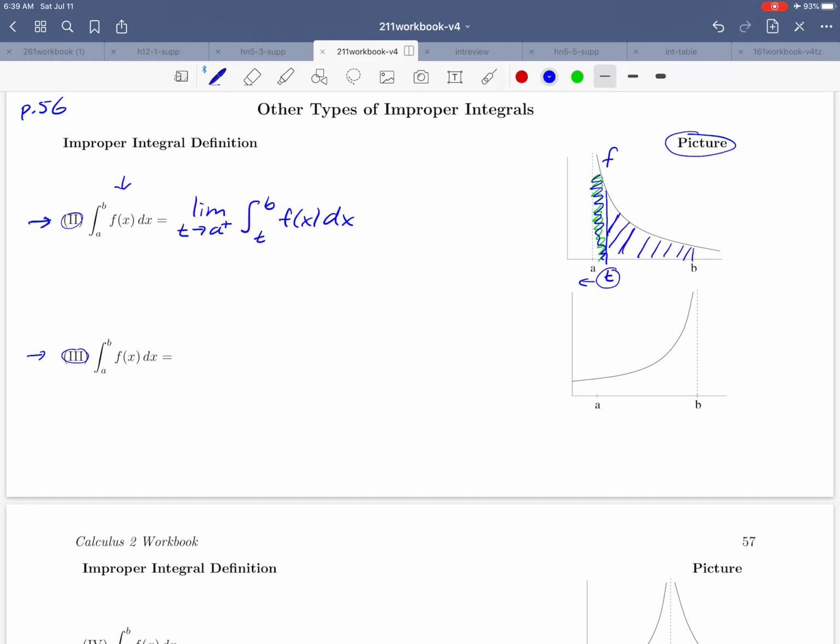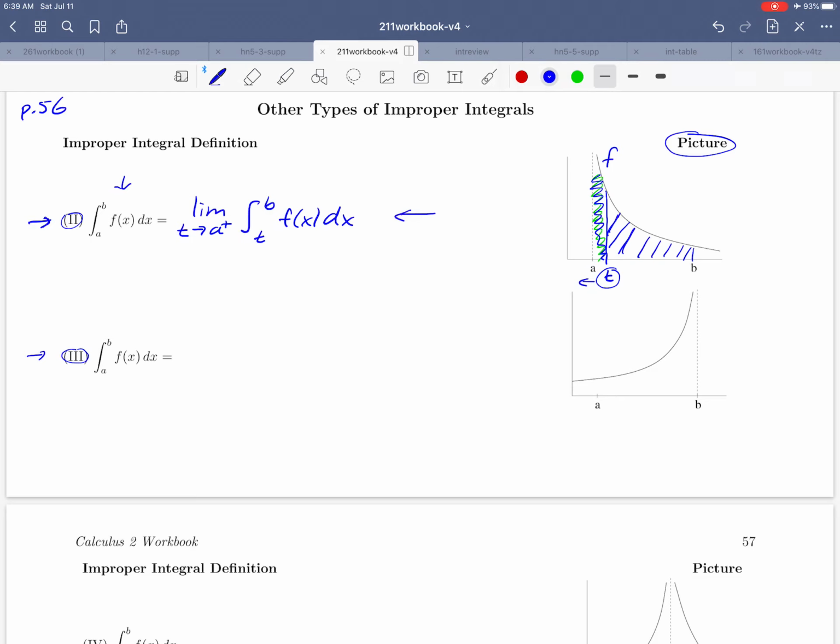So in a nutshell, if you run across this situation where you've got an asymptote at your left-hand endpoint, you're going to use this formula to calculate your integral.